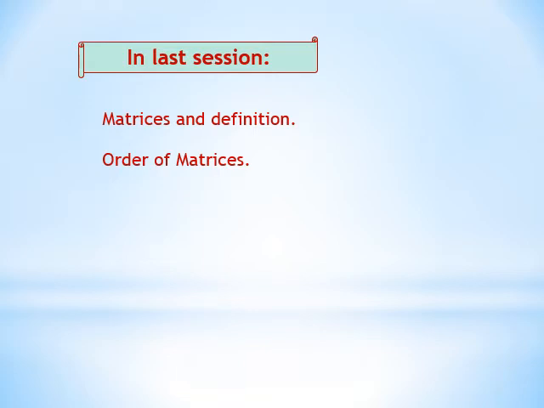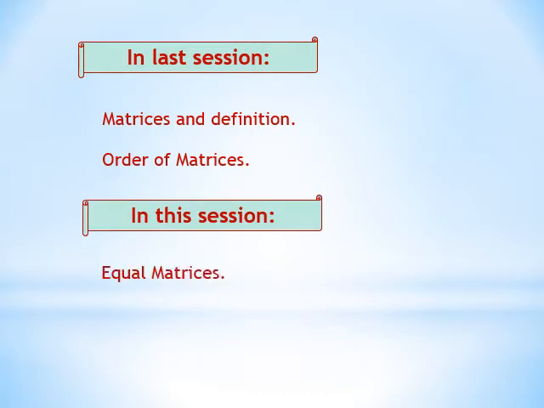In the last session, we discussed matrices and their definition, order of matrices, and also we solved some questions from exercise 1.1. Now in this session, we will discuss equal matrices, its examples, and then we will solve some questions from exercise 1.1 regarding equal matrices.